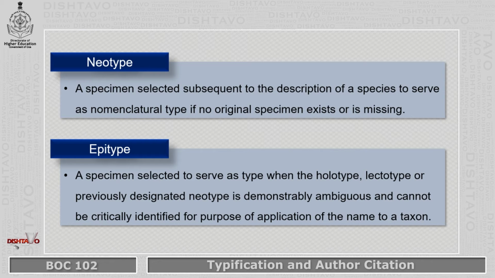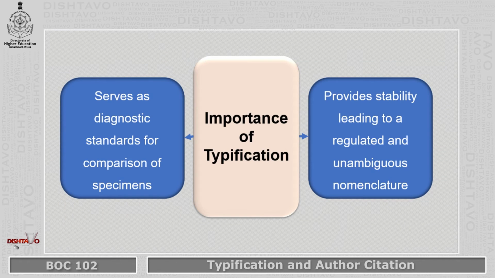Epitype is a specimen selected to serve as a type when the holotype, lectotype or previously designated neotype is demonstrably ambiguous and cannot be critically identified for the purpose of application of the name to a taxon. So those are the various kinds of typification categories. Now let us understand the importance of typification. Typification serves as a diagnostic standard for comparison of specimens. It also provides stability, leading to a regulated and unambiguous nomenclature.